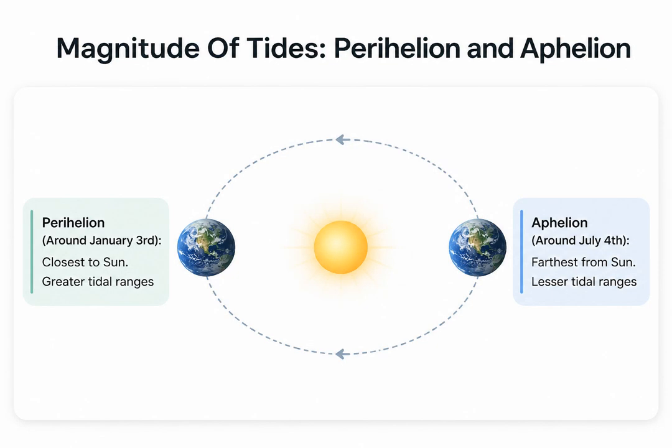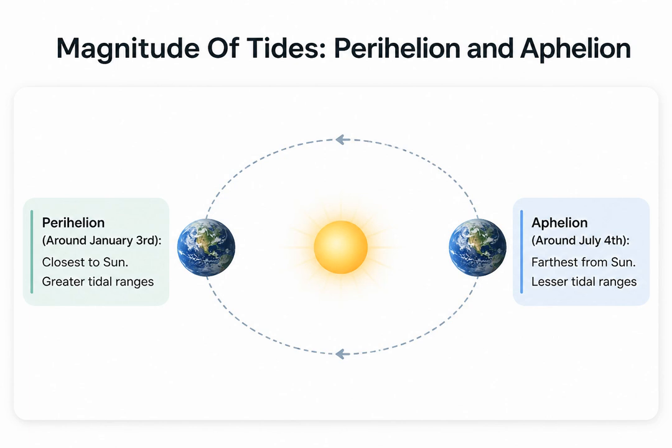Just as the Moon's distance varies, so does the Earth's distance from the Sun. When the Earth is at perihelion, which is its closest approach to the Sun around January 3rd each year, the Sun's gravitational pull on our oceans is maximized. This leads to much greater tidal ranges, giving us unusually high and low tides.